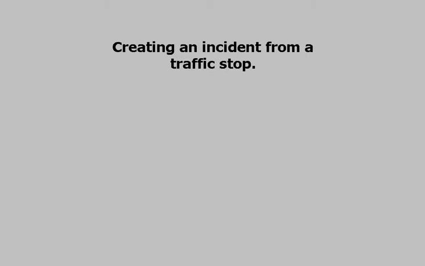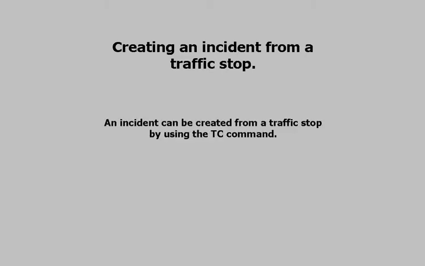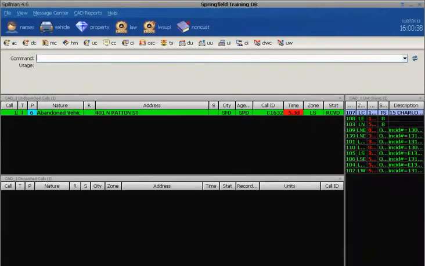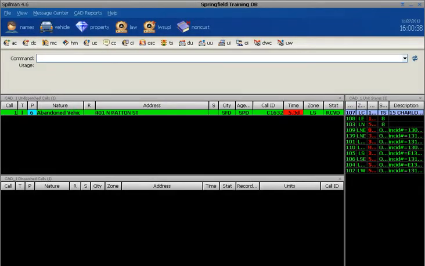Creating an incident from a traffic stop. An incident can be created from a traffic stop by using the TC command in the command line. In our previous example, Unit 107 performed a traffic stop. The vehicle that was stopped is reported stolen. A case for recovered stolen vehicle will now need to be generated. This can be done by using the TC command.